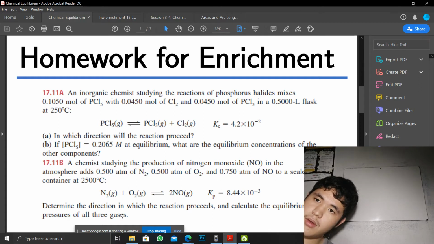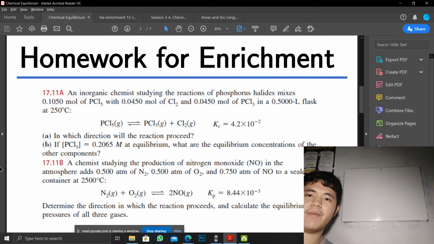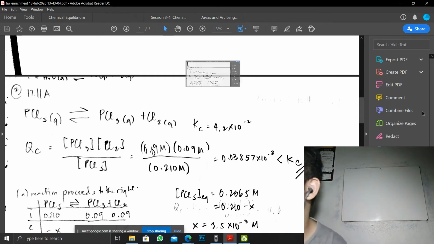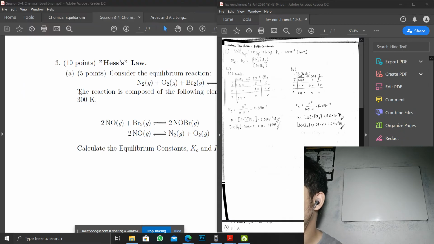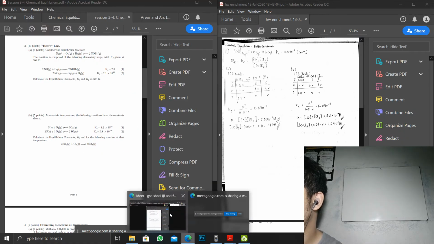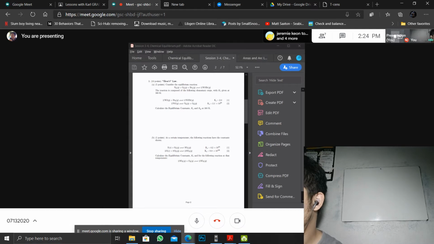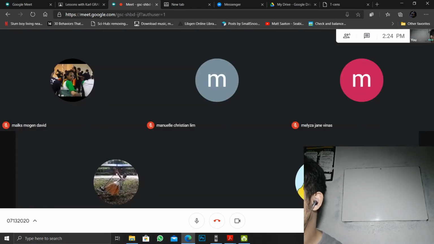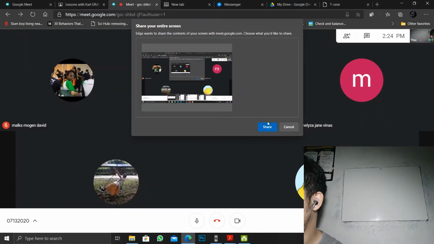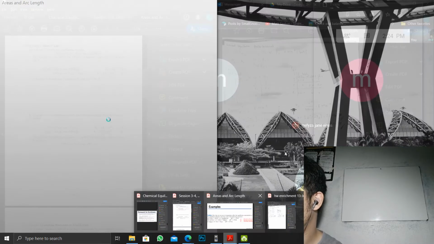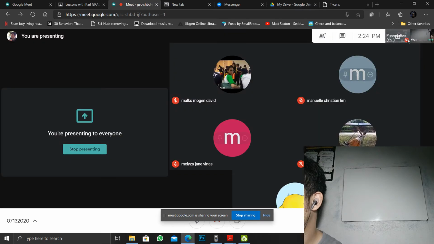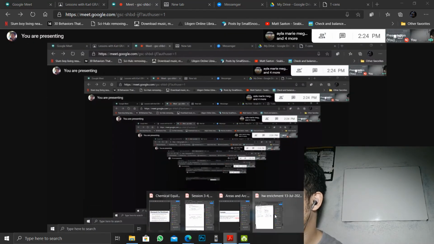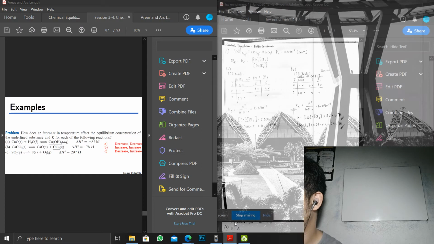Okay, sige. Game. Yan. So, looking at our solution, wala na akong window. Shucks. Kaya na nga. Wait. Entire screen. Yan. There we go. Para dalawa yung makita natin.